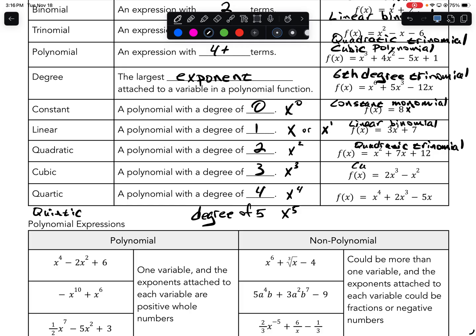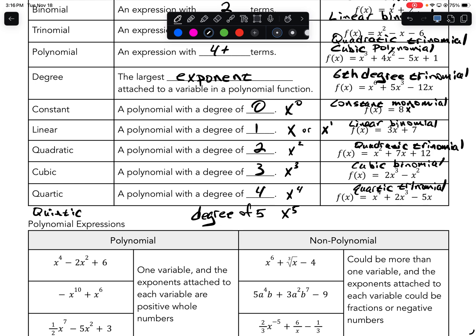Cubic binomial. Andy was ready to go too. Good job. Quartic trinomial, I heard in the back. Was that you, Kate? No. Leah, stop taking credit for me. It was Leah, good job.